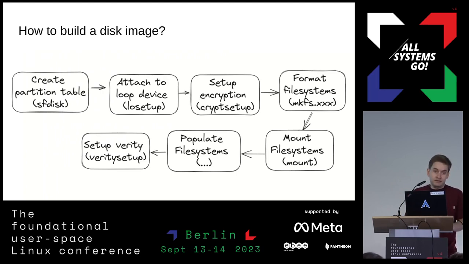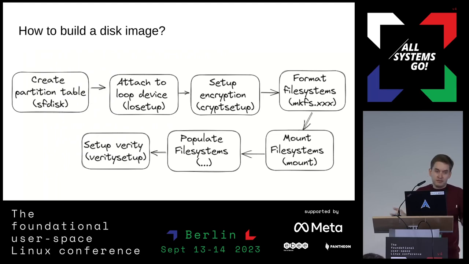Then you take that file, you attach it to a loop device, the kernel will parse the partition table, and it will create subloop devices for each partition, which you can then refer to. Then for each of these subloop devices, if you need it, you set up encryption, so you do the cryptsetup stuff. And then you want to put your file systems on them, so you run whatever mkfs binary from whatever file system you want on each of the partitions. Then you have your file systems.